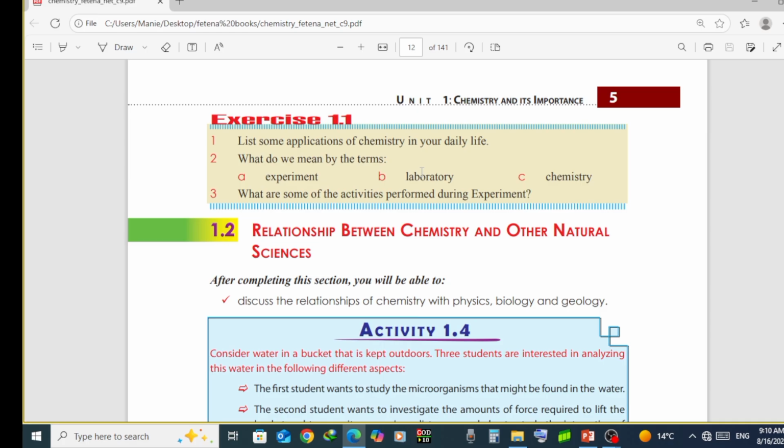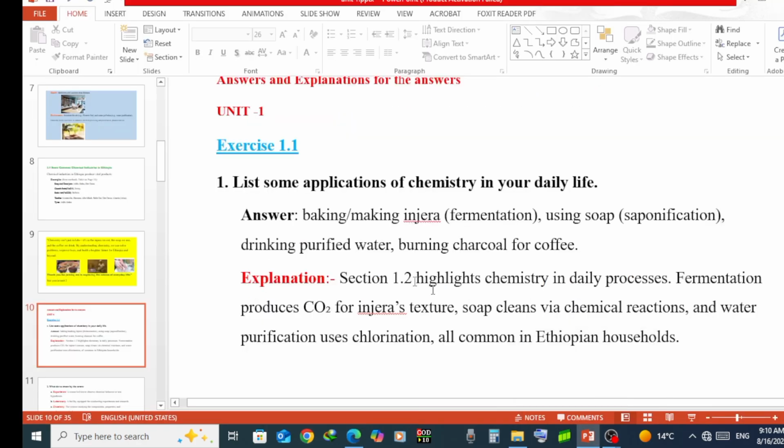You can have lots of answers for this, because chemistry is one of the sciences that we can observe in our day-to-day activity or in our daily life. So what are some applications of chemistry in your daily life? Okay, so if you thought this way, let's see. Here the answer is very specific, but you have to have your own answer. By baking injera or making injera, here we have fermentation, using soap, saponification, drinking purified water, burning charcoal for coffee. These are all the things that we have to consider under this.